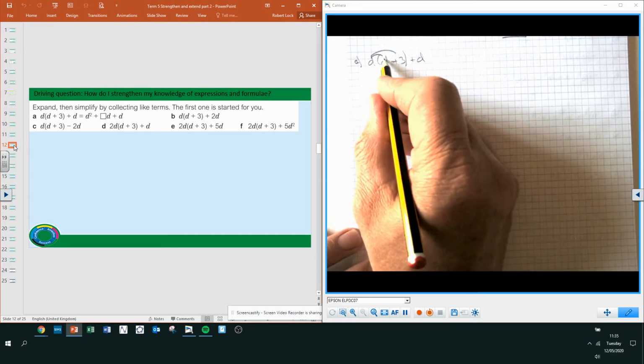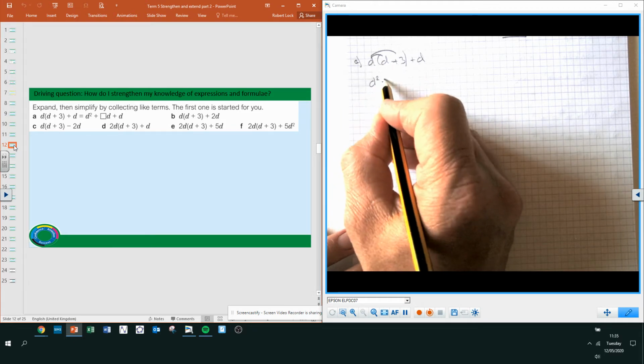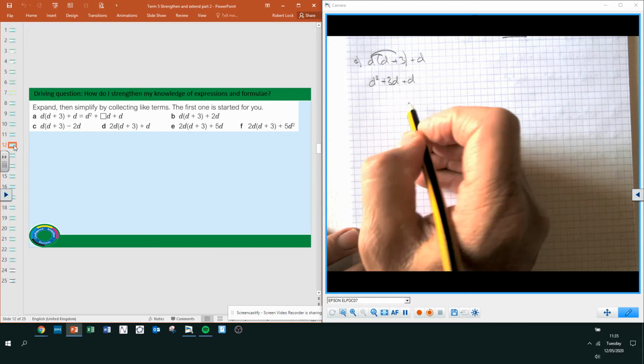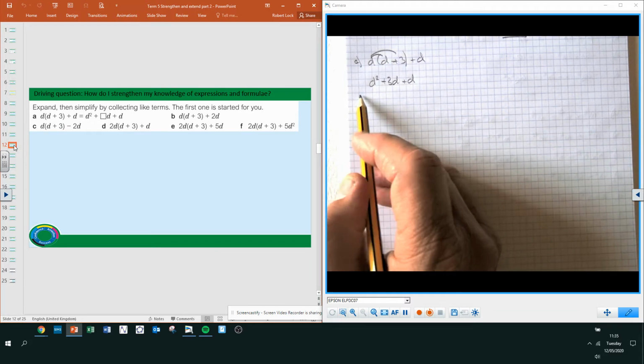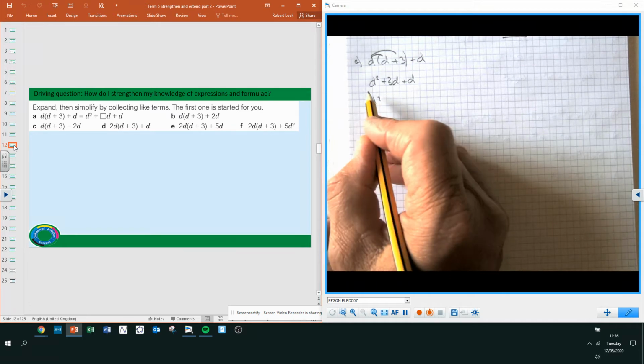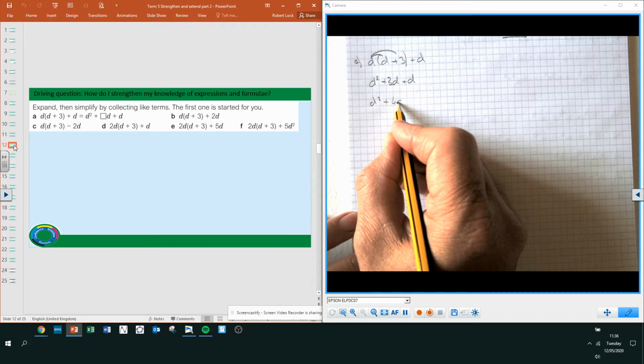So multiply d times d is d squared. d times 3 is plus 3d. Done that, plus d. As before, the only d squared we got is there, d squared. That's him on the way. Plus 3d plus d, which is 4d.